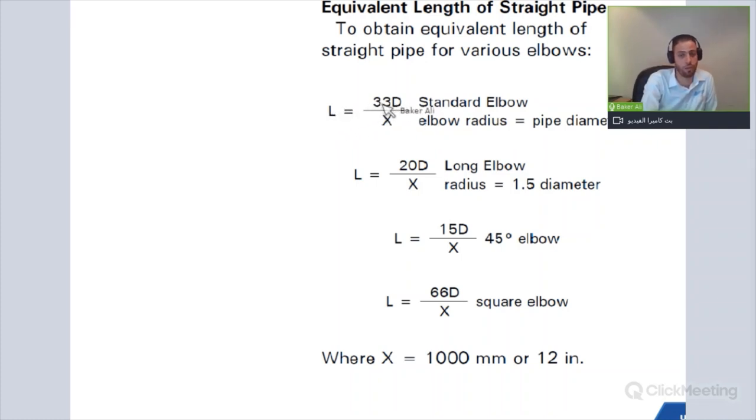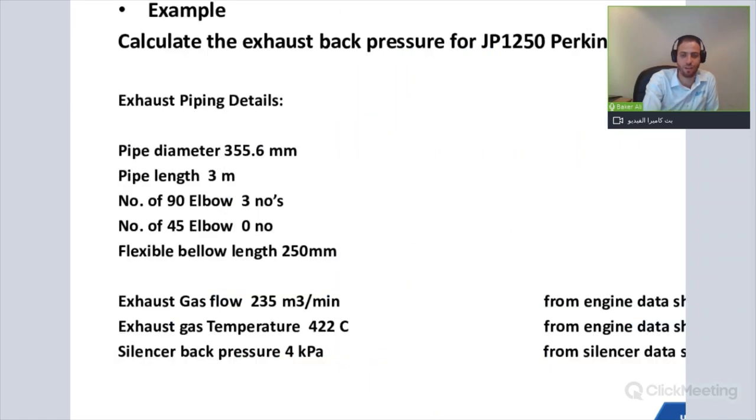So the length equals 33D divided by X. D is the pipe diameter and X is 1000 millimeter or 12 inch. For a long elbow, we can use this formula, 20D divided by X, the same D is the pipe diameter and X is 1000 or 12. For a 45 elbow, the equivalent length equals 15D divided by X. And for a square elbow, 66D divided by X. As I told you before, we normally use the standard 90 degree elbow. Now I'll give you an example also. I know this formula is complex.